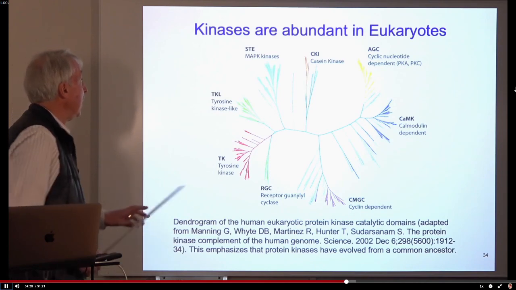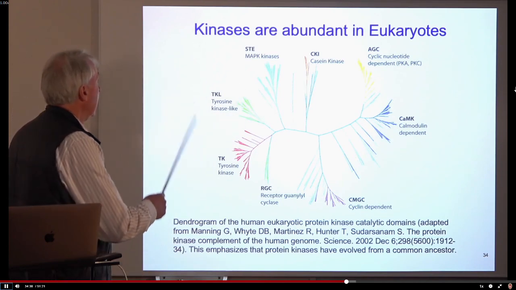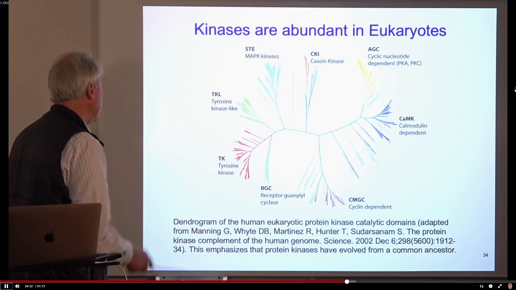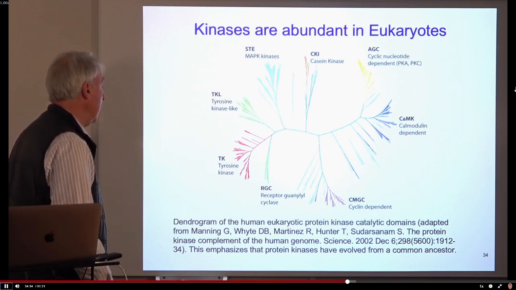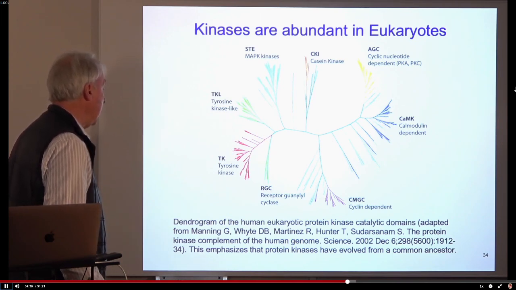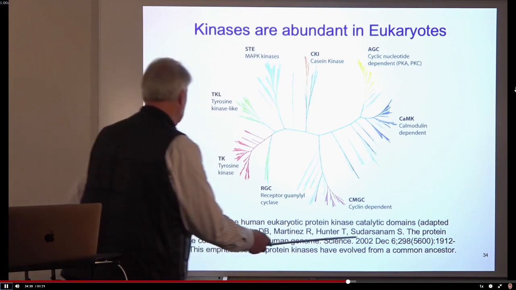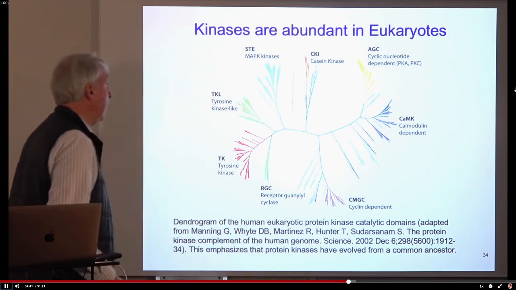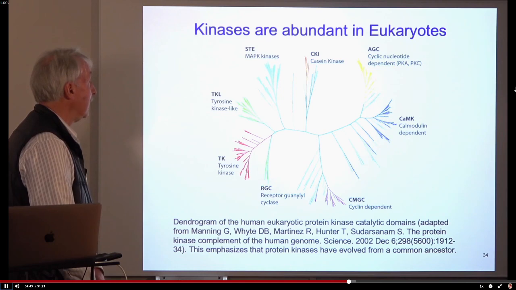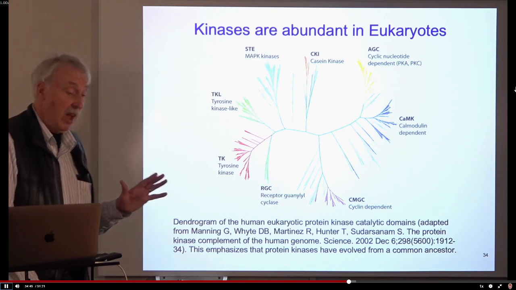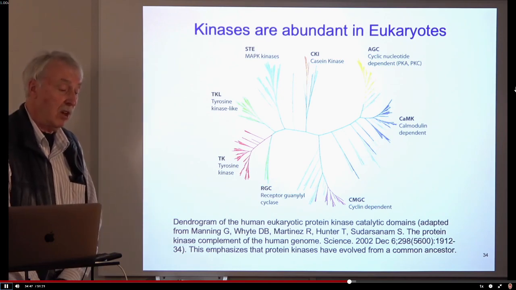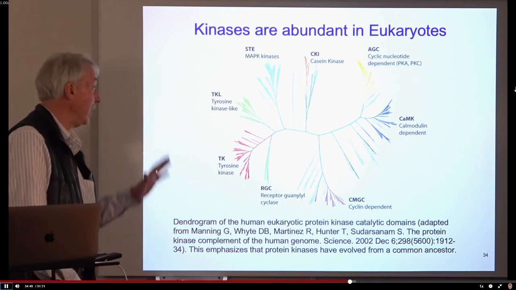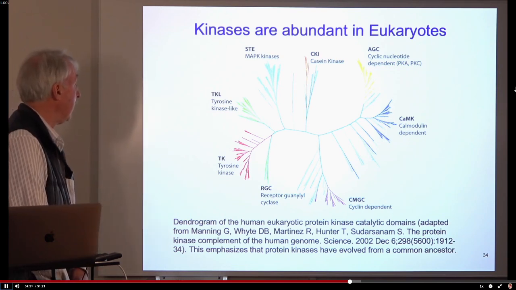They're as abundant in eukaryotes, and this shows a tree. When the first sequence of the human genome was determined, they could then identify the kinases that were present in the genome, and it's a very large group of enzymes. That's why, in fact, 9% of the human genome is ATP dependent, because of the large number of kinases that we have.